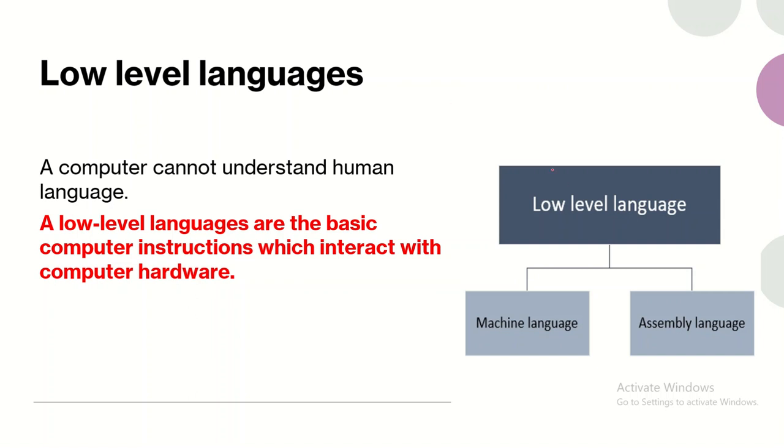Now we have two types of low level languages. One is the machine language. It was used in the early generation of the computers, and the other is the assembly language.